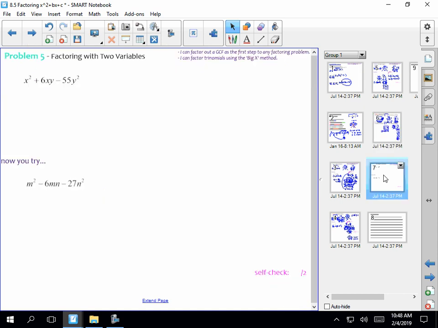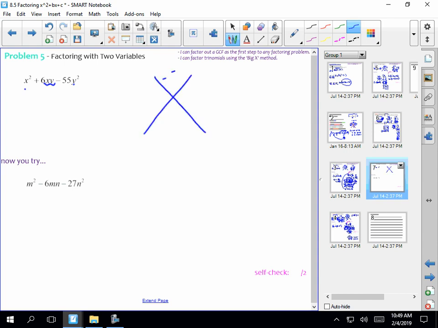All right, one more example, factoring with two variables. Sometimes we do have more than one variable in here. As long as this middle term represents both variables, we can use the same method on it. We're still looking for factors of negative 55 that add to equal 6.